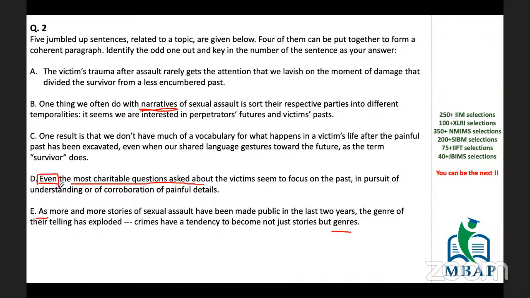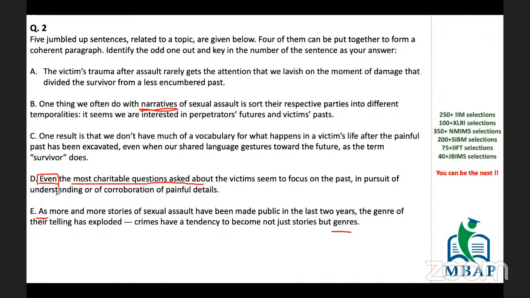Because if I'm using "even" without any additional sentence which can justify my "even", this becomes grammatically incorrect, or this becomes an incomplete passage. This becomes a passage from which one piece of information is missing because we have "even" here. So I need one more sentence which can justify my "even", which I cannot see in any of the sentences.